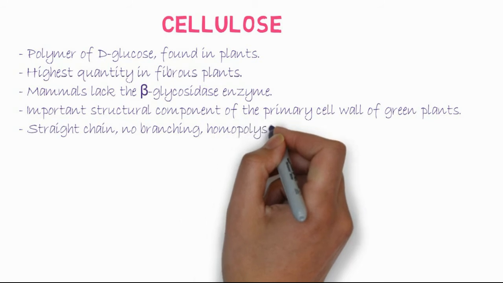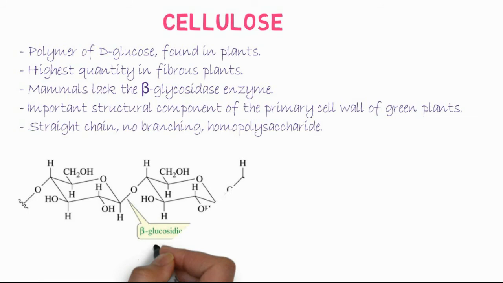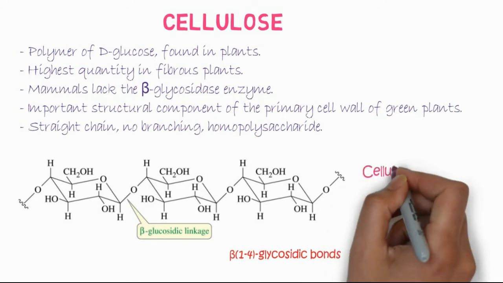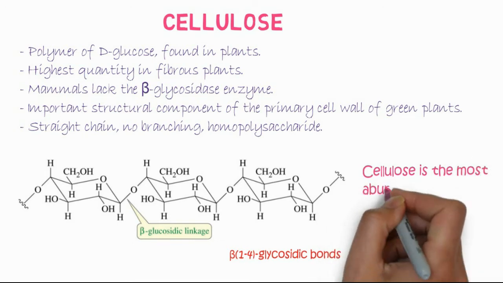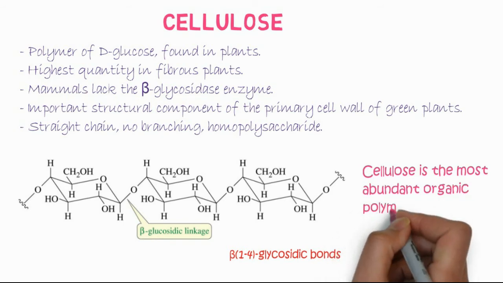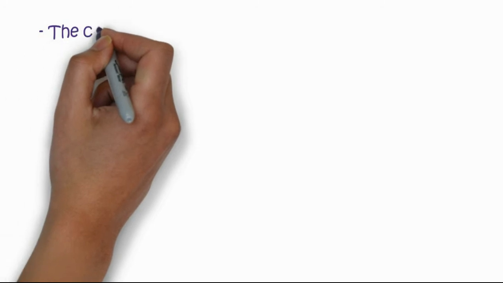It is made of a straight chain. It is usually a straight chain having no branch and is a homopolysaccharide. You can see here one glucose is attached to another glucose by beta 1 to 4 glycosidic bonds. It is important to know that cellulose is the most abundant organic compound or organic polymer on Earth.